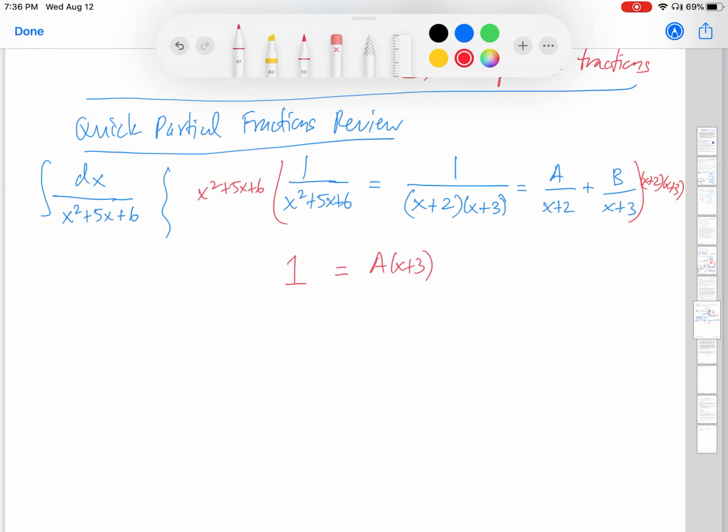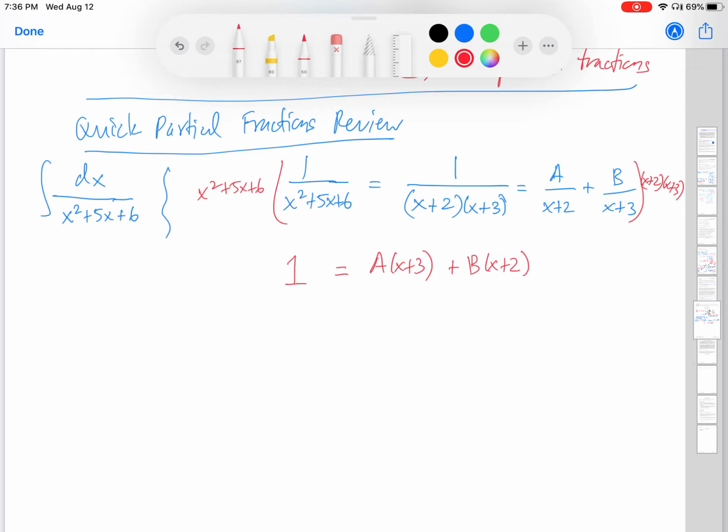Notice that that's the same as if we just cross multiply these two. So taking that shortcut, the second term, we cross multiply here to get the B times (x plus 2) term. Okay, and at this point, you might remember learning how to do this in Calculus 1 to solve for capital A, capital B. There are two routes.